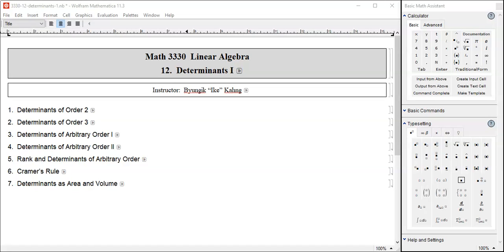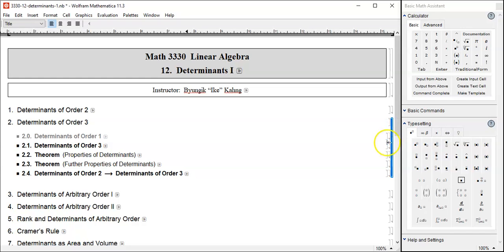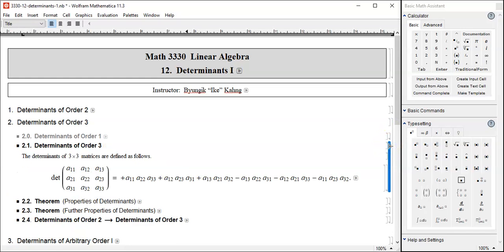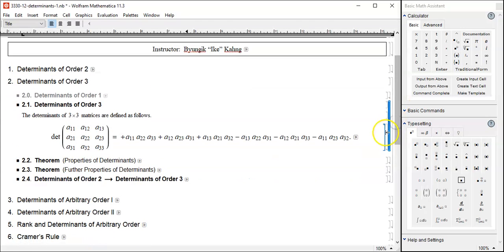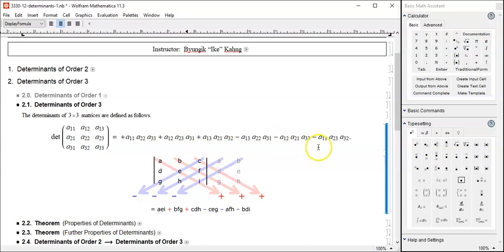Welcome back, students. Let's go to determinants of order 3. We can define the determinant of order 3 like this. It's a complicated formula, but it goes kind of like this. Let's see, we have A, B, C, D, E, F, G, H, I like this.